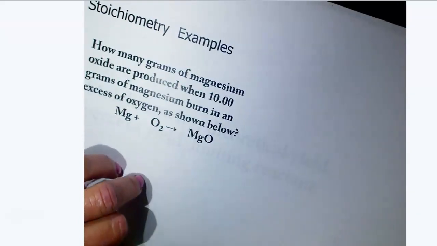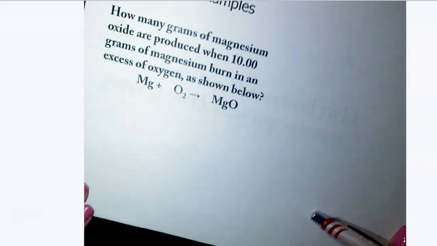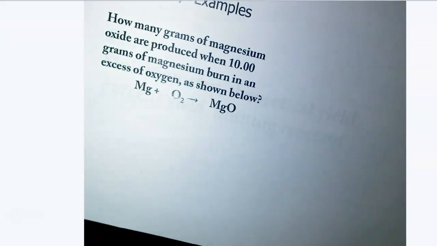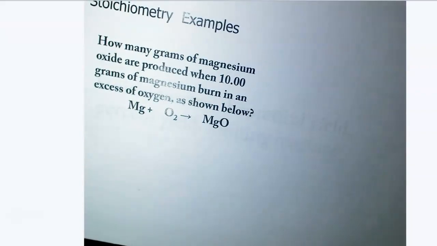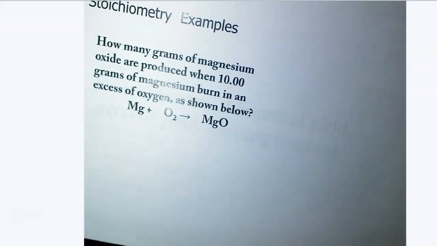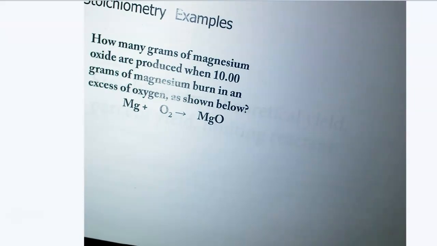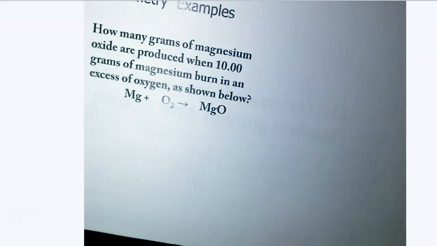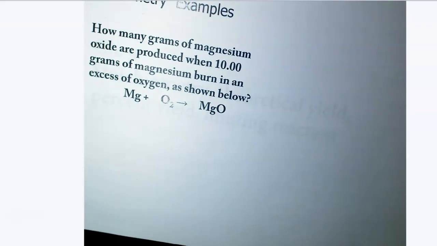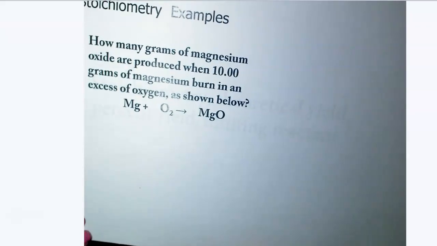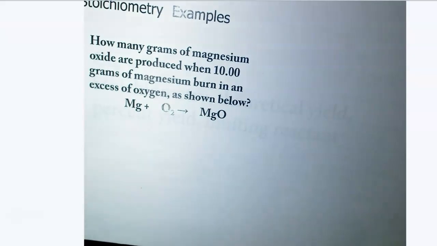Let's do one more, and then I will give you time to work away on your assignment. So how many grams of magnesium oxide are produced when 10 grams of magnesium burn in an excess of oxygen in the equation below?